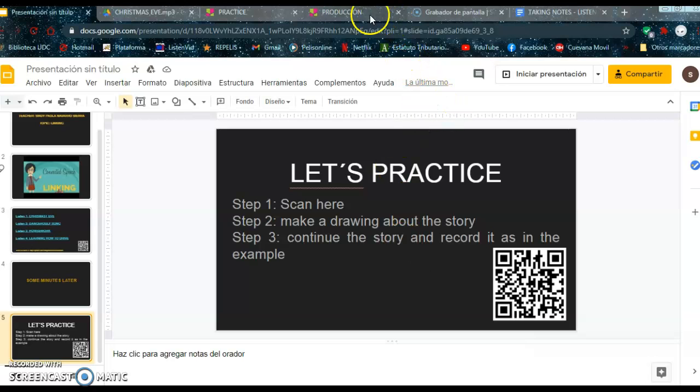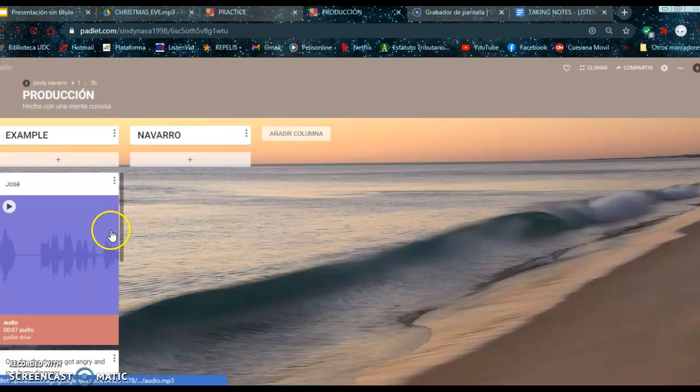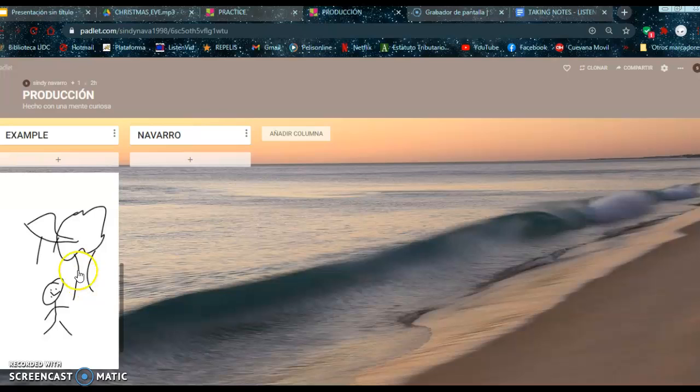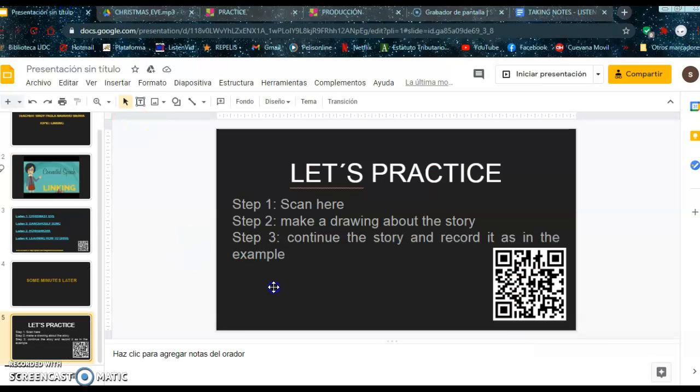For example, the drawing, and step 3. Continue the story and record it as in the sample.